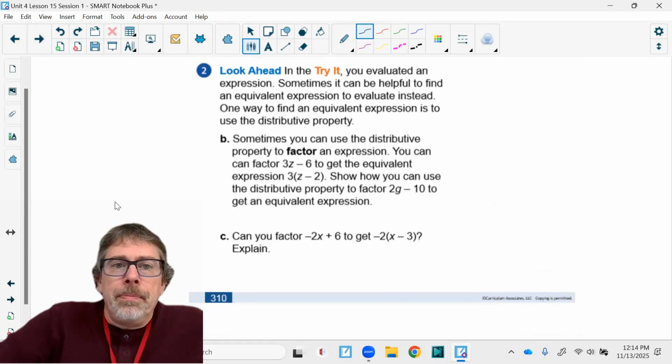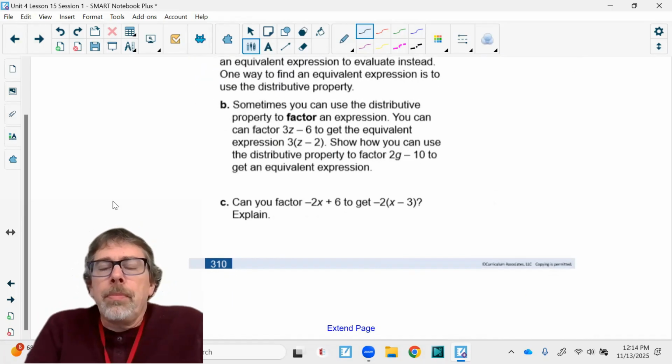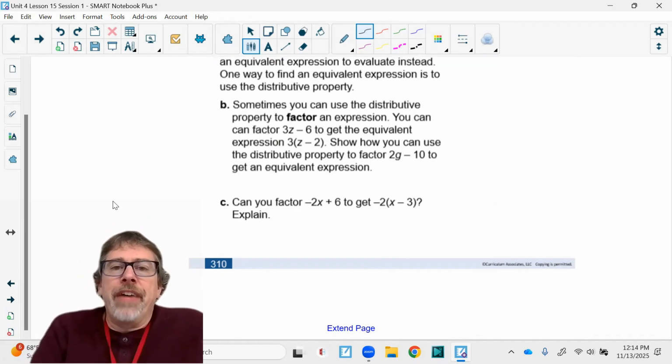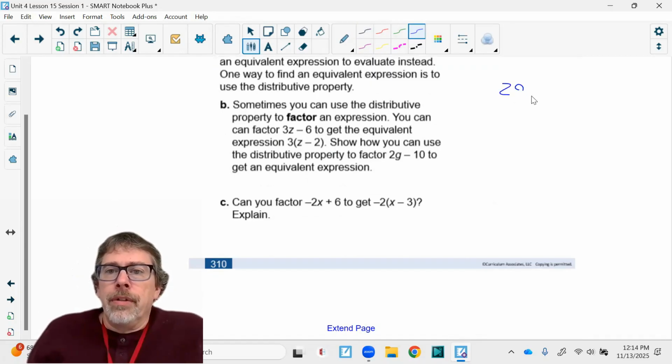B. Sometimes you can use the distributive property to factor an expression. You can factor 3z minus 6 to get the equivalent expression of 3 times z minus 2. Show how you can use the distributive property to factor 2g minus 10 to get an equivalent expression.